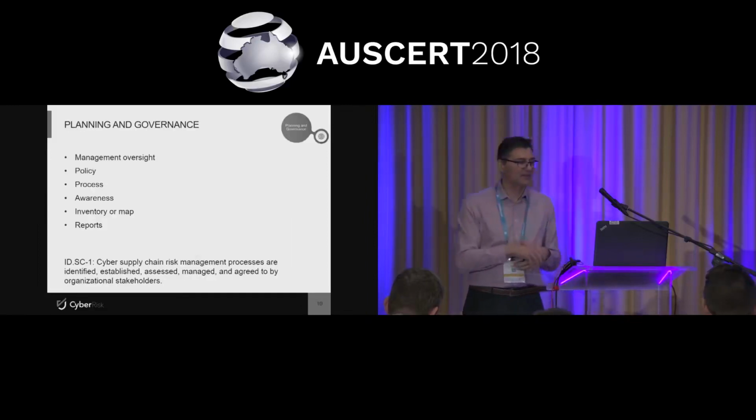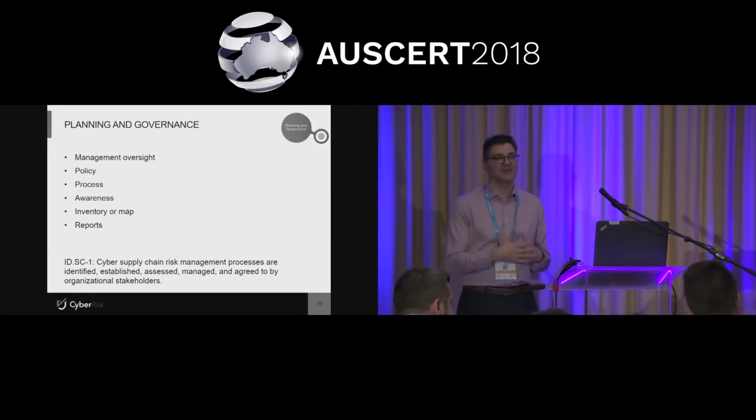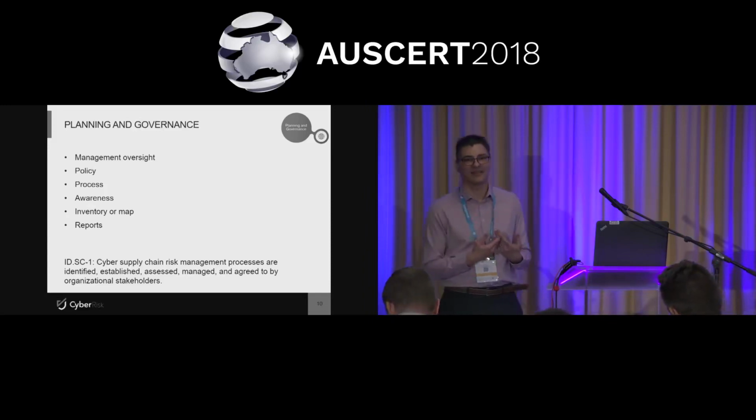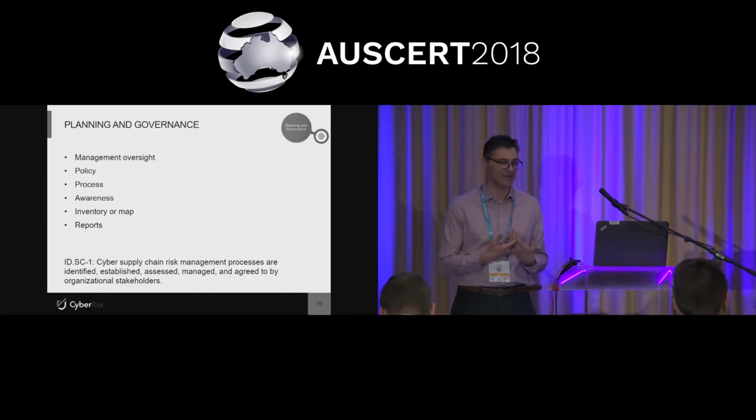So planning and governance. We're talking about management oversight, a policy and a process. So have something that's documented, have people aware of their roles and their responsibilities. So create that awareness. It's very, very important that people understand what they're meant to be doing. In my experience, the marketing department is often the worst department in your organisation, because they'll take a credit card, sign up to a SaaS application, and provide the provider with a complete extract of your customer database without doing any checking. So create that awareness.